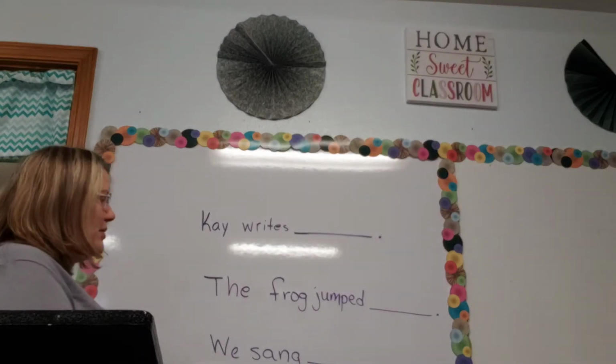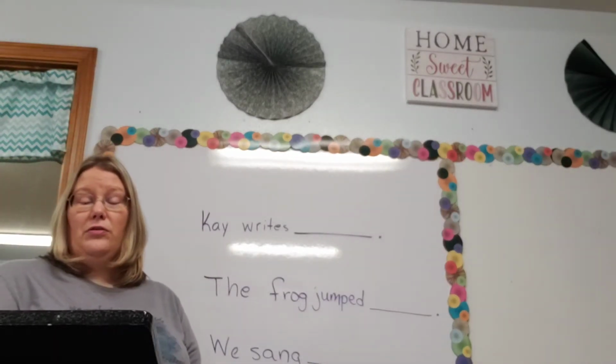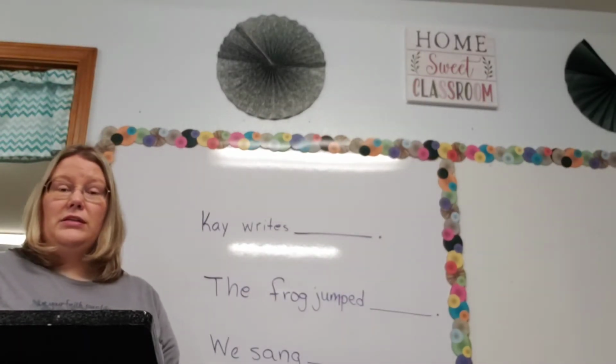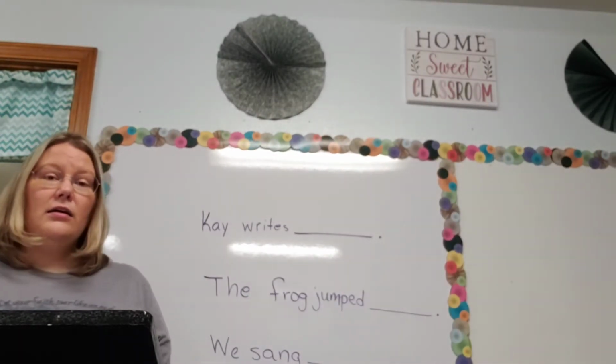Something like that. And then we sang. We could even put beautifully here. We sang beautifully. We sang loudly. We sang quietly. A couple of different words in there. Joyfully. We sang joyfully is another adverb you could put in there. So our adverbs here are answering the question how. So let's go over this. Words that describe verbs are called adverbs. They often tell us how the verb happened and usually end in ly.